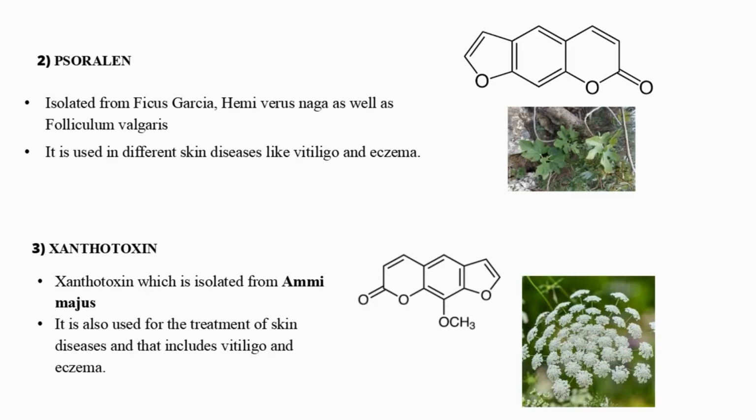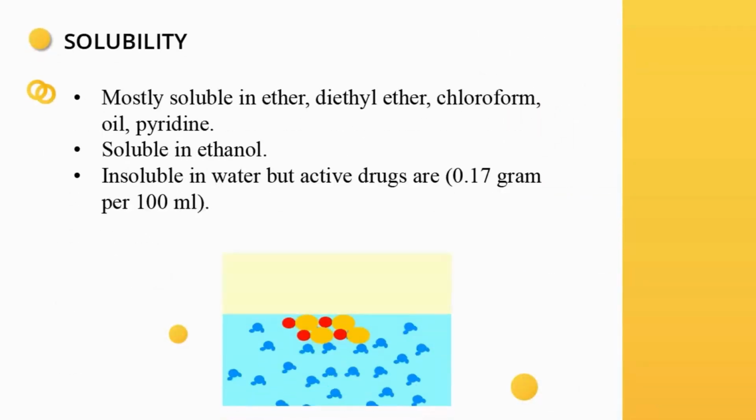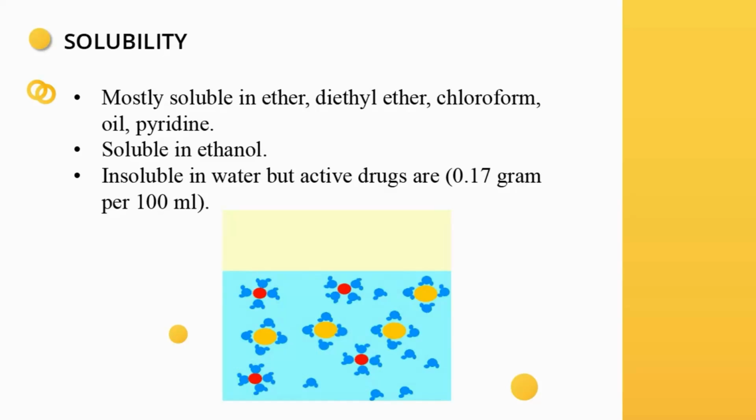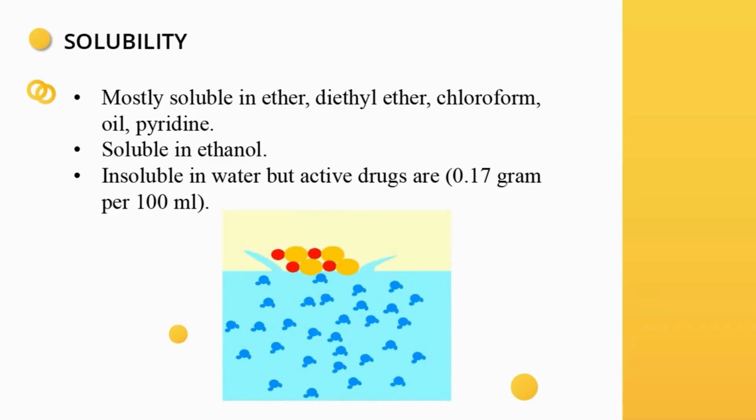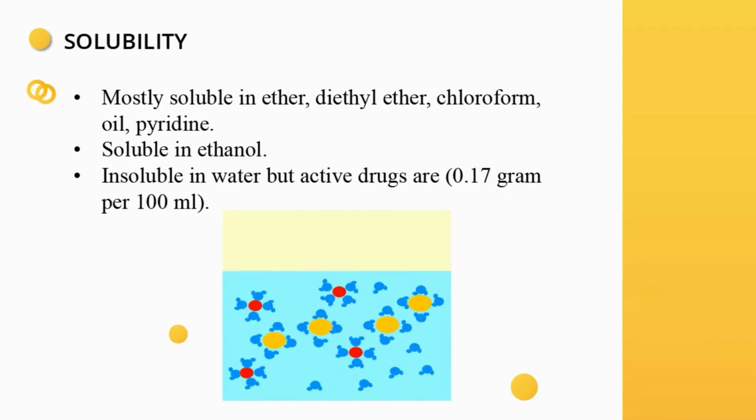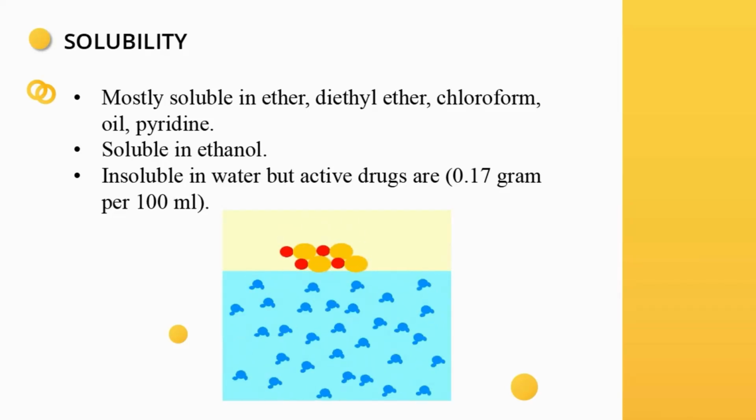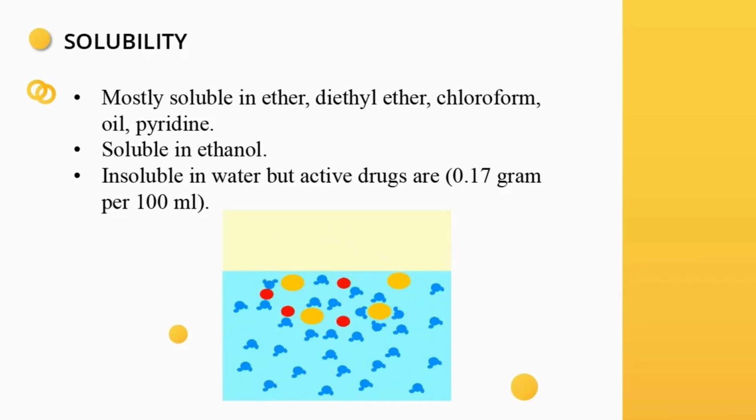It is used in different skin diseases like vitiligo and eczema. The third molecule is xanthotoxin, which is isolated from Ammi majus, and it is also used for the treatment of skin diseases, which include vitiligo and eczema. Coumarins are mostly soluble in diethyl ether, chloroform, oil, pyridine, and ethanol. Coumarins are insoluble in water, but active drugs dissolve at 0.17 gram per 100 ml.